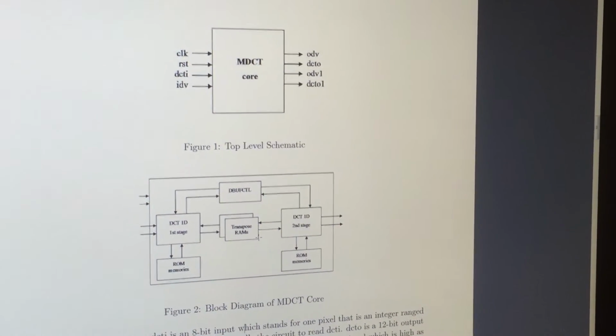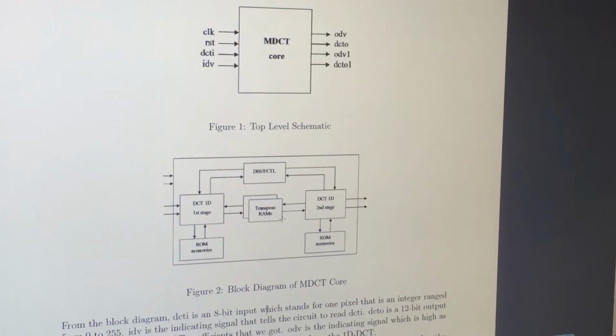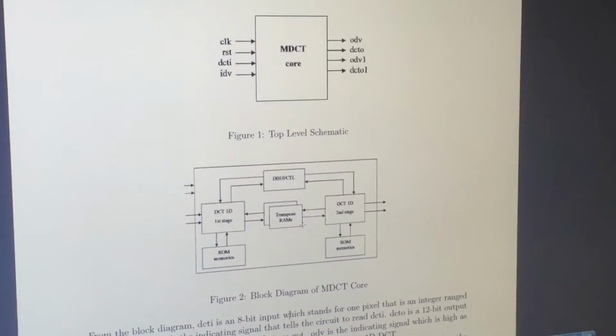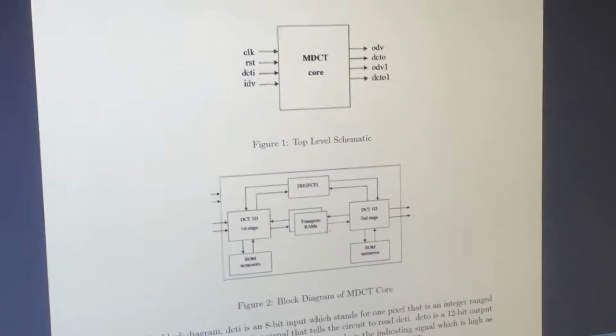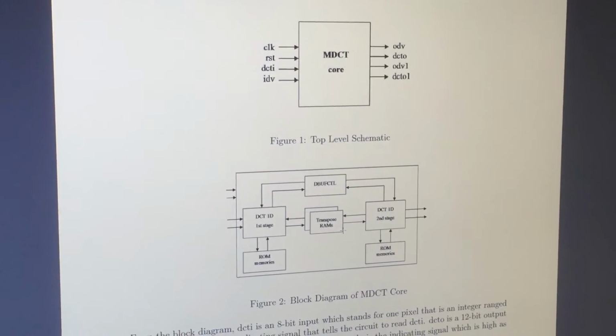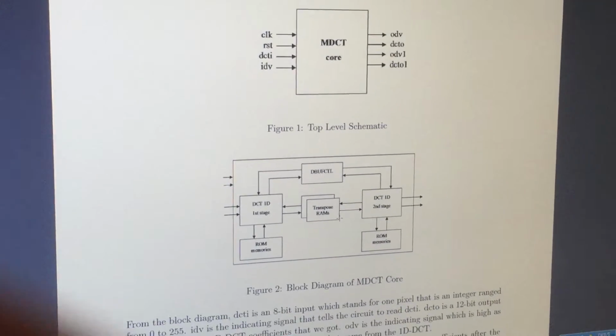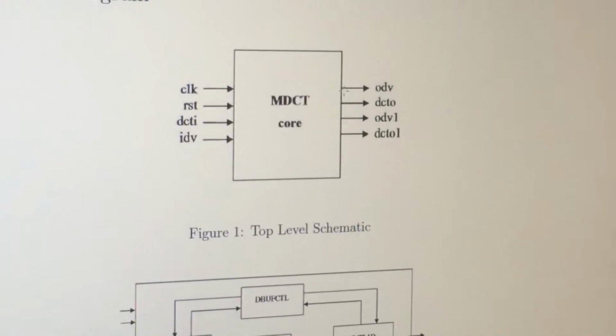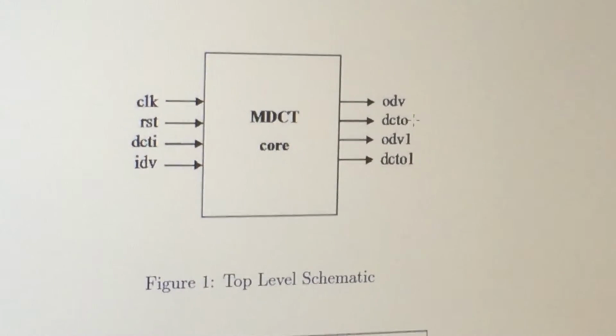Hello everyone, our project is trying to implement the 2D DCT, which is a discrete cosine transform, using VHDL. This is the top level block diagram of our design. It mainly has a DCTI as the 8-bit input and DCTO as the 12-bit output.